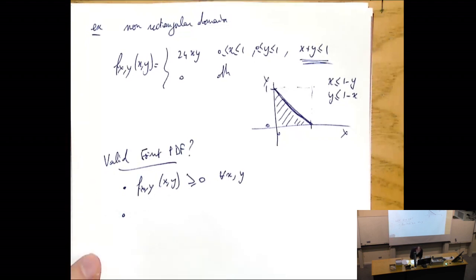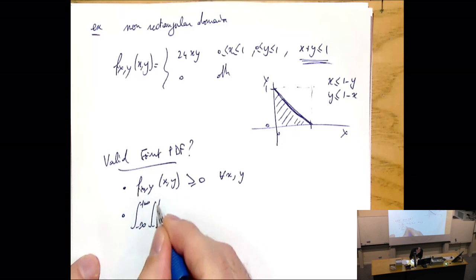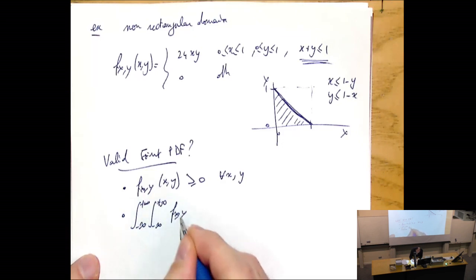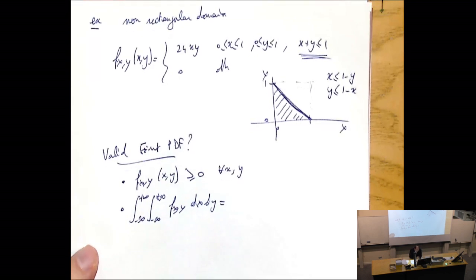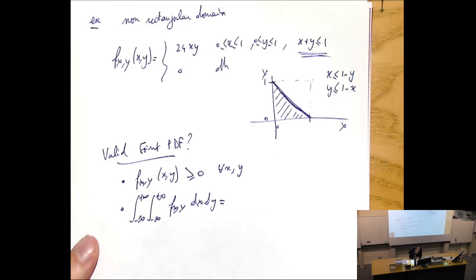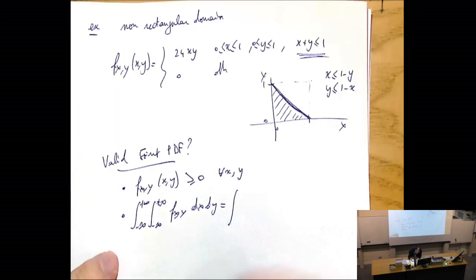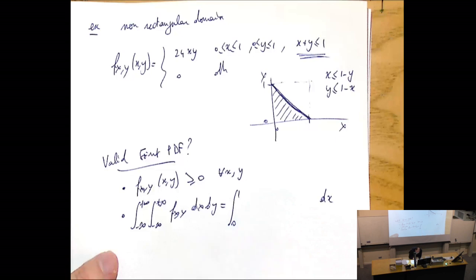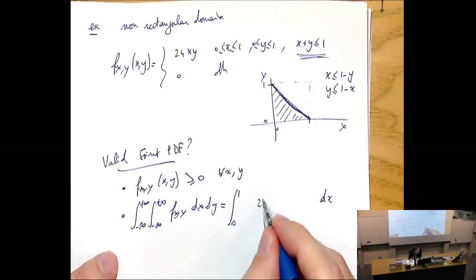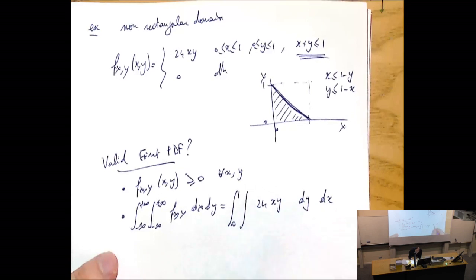The second condition is that the integral between minus infinity and plus infinity of this joint PDF has to be equal to 1. Right? So how can we compute this here? We have a domain that is non-square. So I can integrate, for instance, with respect to y for fixed x. X goes between 0 and 1. I have this joint PDF, which is 24xy. And now I need to integrate over y.